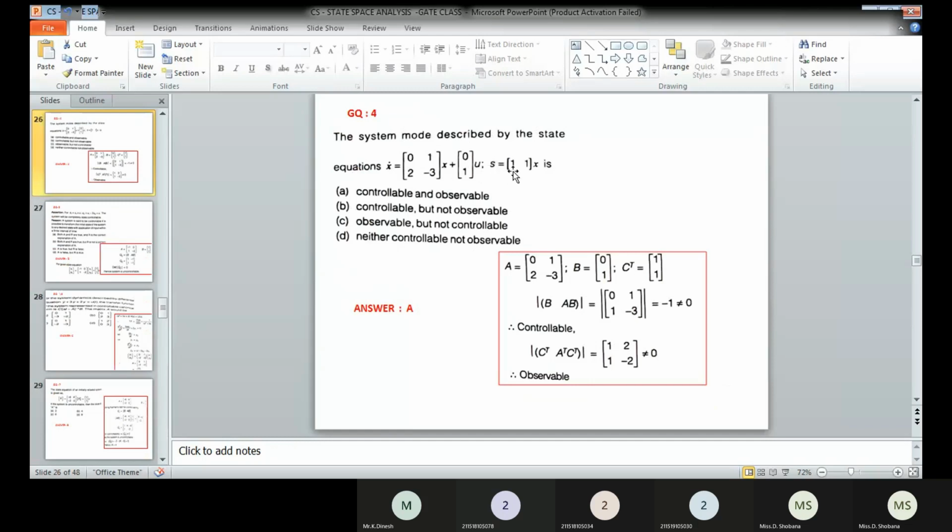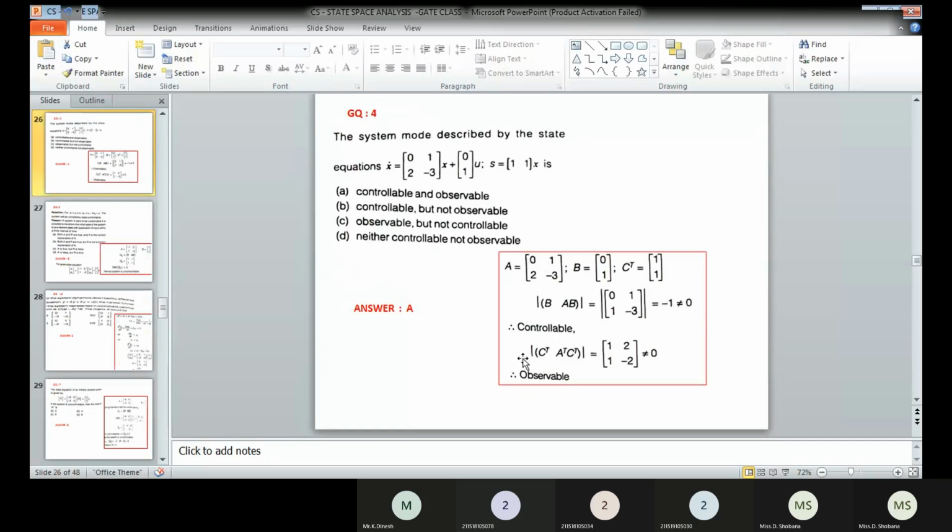If a 3 cross 3 matrix is given, then you can take QC matrix as B, A dot B, A square dot B. Here the QC matrix is only B and A dot B, so we know the B matrix and A dot B is obtained. Directly substitute and determine its determinant, which is nothing but -1, which is not equal to 0. Therefore, if the determinant of QC is not equal to 0, then obviously it is controllable.